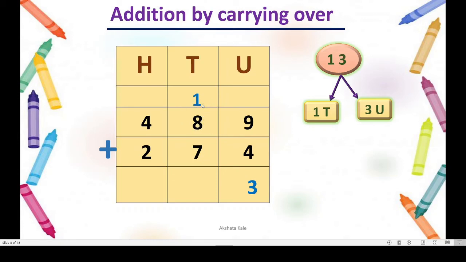Now 8 plus 1 is 9. 9 plus 7 is 16. Isn't it? So I will write here 16. But this is also wrong. I can't write this 16 in the tens column. Isn't it? So I will write this here. This is 16.